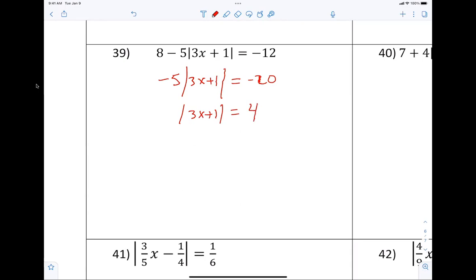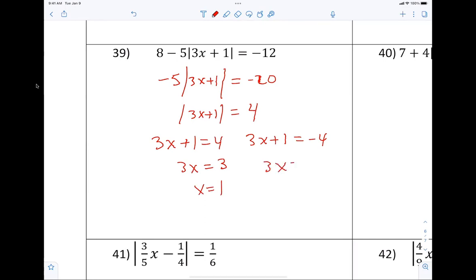Because we are dividing. 3x plus 1 equals 4. 3x plus 1 equals negative 4. So 3x equals 3. x equals 1. 3x equals negative 5. x equals negative 5/3.